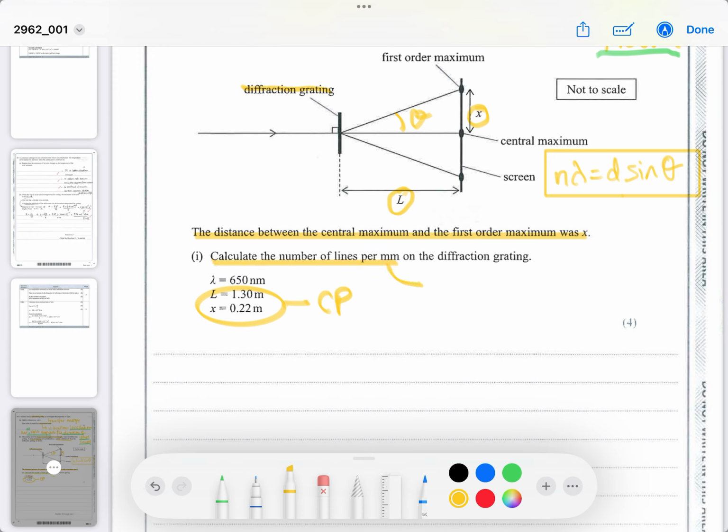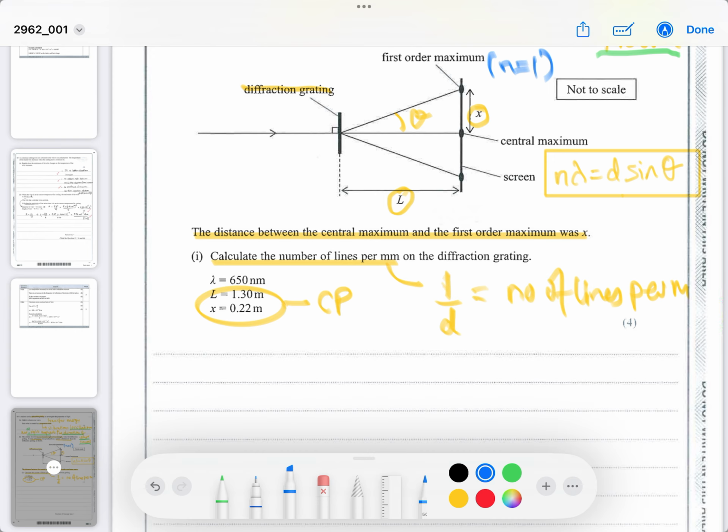Number of lines per meter, 1 over d, will be equal to the number of lines per meter. And then, of course, if they want it per millimeter, they're just seeing if you can change units without getting confused. All right, so let's see if I can do this neatly on my iPad. The first thing is you need to use n lambda. Because we are talking about the first order maxima, that means n is 1.